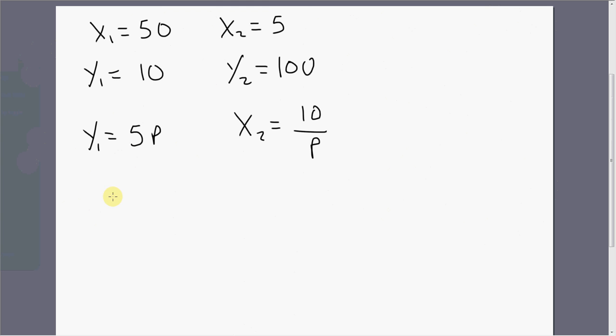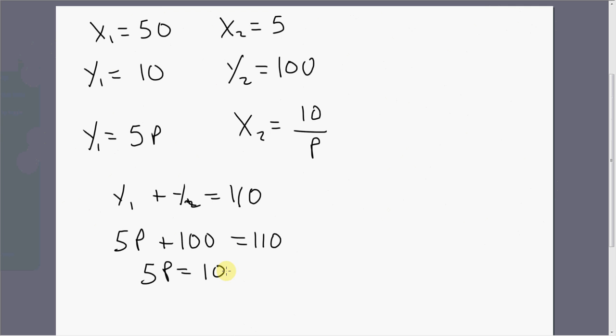So for example, the demand from consumer 1 plus the demand from consumer 2 for good Y has to equal 110. We started this problem with 110 endowment for good Y. So what is Y1? Well, for consumer 1 it's 5p. What is it for consumer 2? 100. So solving this problem, P equals 2. Or Px divided by Py, the relative price of good X to good Y, is 2. So we get the equilibrium price here.